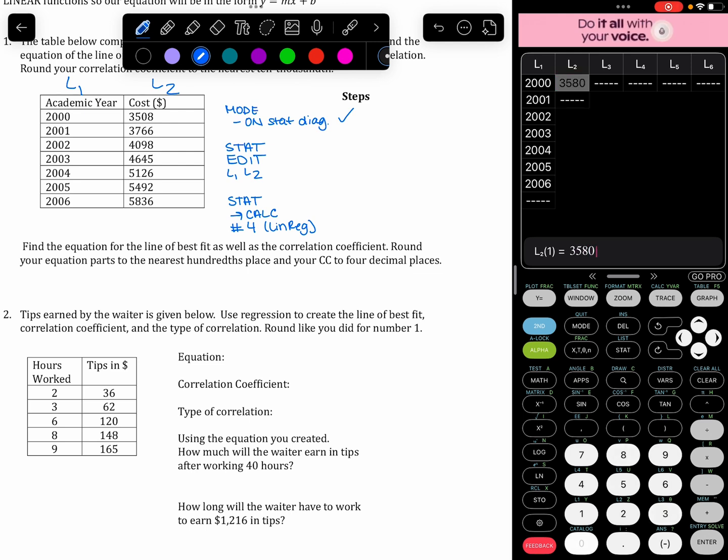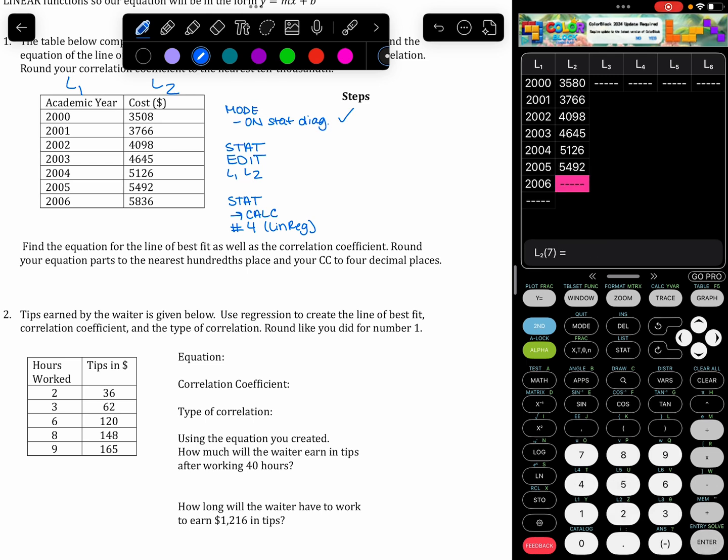And then you're going to just click or scroll over on your calculator to the L2 column, and then we're going to fill out where our cost is. So we have 3580, enter. 3766, enter. 4098, enter. 4645, enter. 5126, enter. 5492, enter. And then 5836.